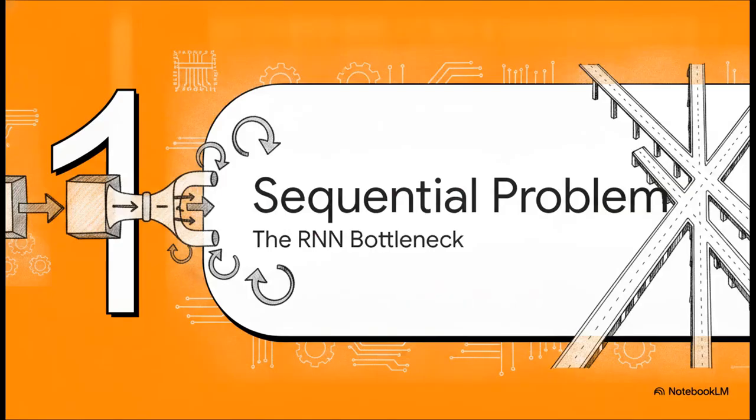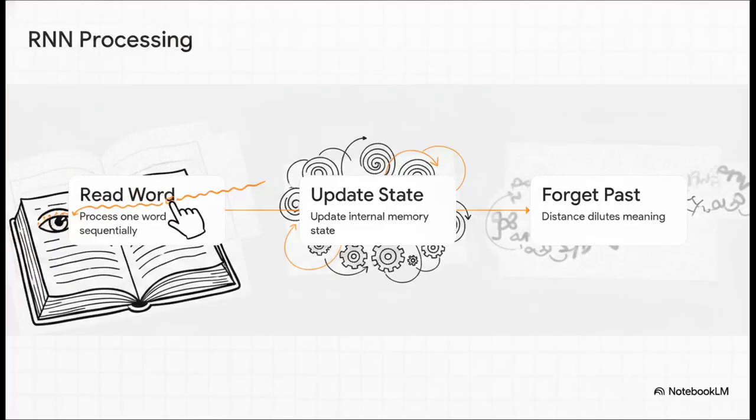So starting with part one, the sequential problem. To really appreciate this massive solution, we kind of have to look at the roadblock that had AI researchers completely stuck for about 2 decades. We need to talk about the bottlenecks of what's called a recurrent neural network, or an RNN. Before the transformer came along, RNNs processed language sequentially. It was a very strict step-by-step process. Step 1, read a word. Step 2, update the internal state. Step 3, read the next word, and so on.